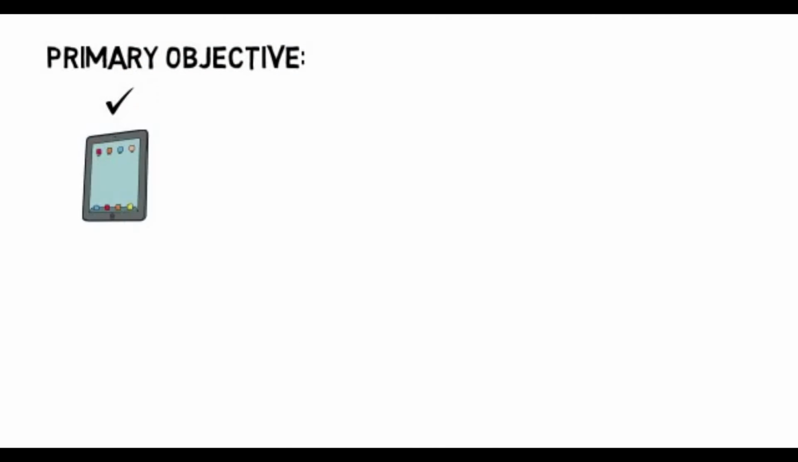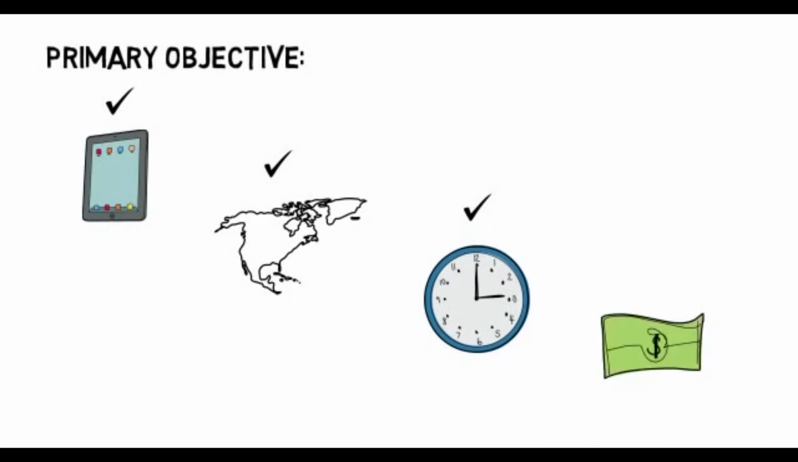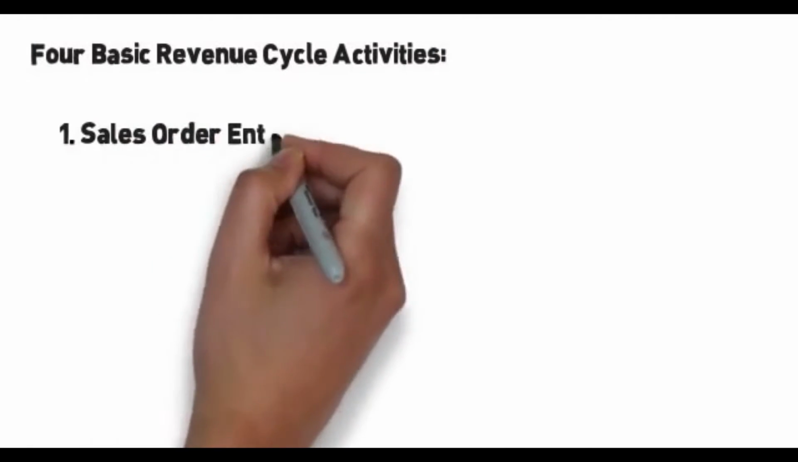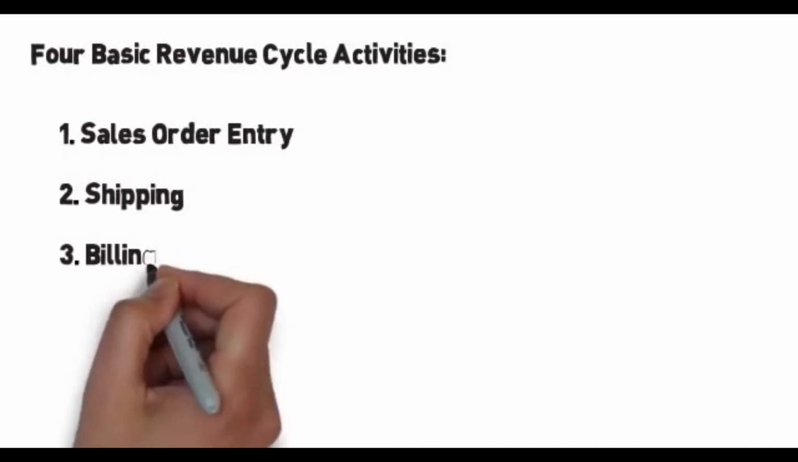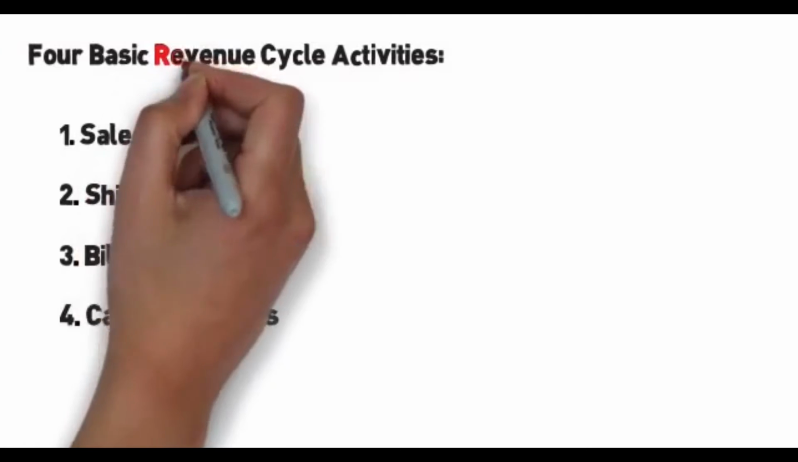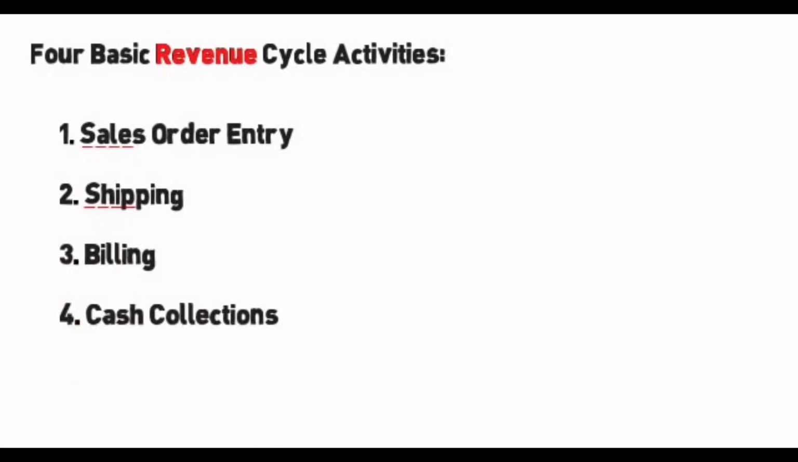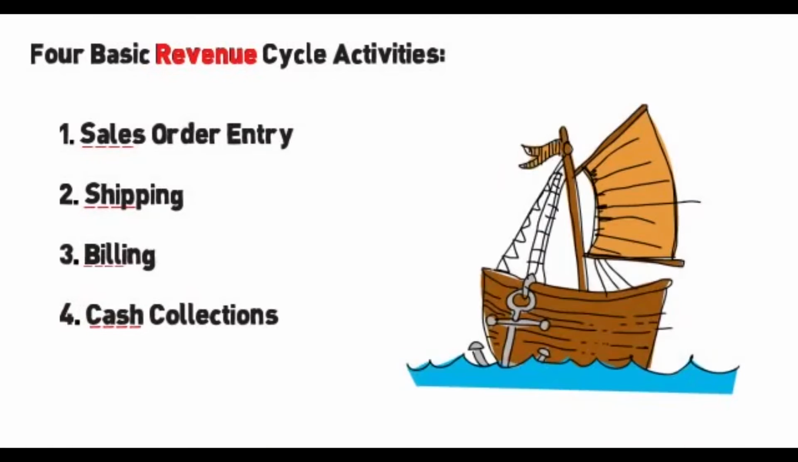Let's look at the primary objective of the revenue cycle. It's to provide the right product in the right place at the right time for the right price. Now there are four basic revenue cycle activities: sales order entry, shipping, billing, and cash collections. Here's an easy way to remember these activities. If you want to make revenue, sail a ship with Billy cash.